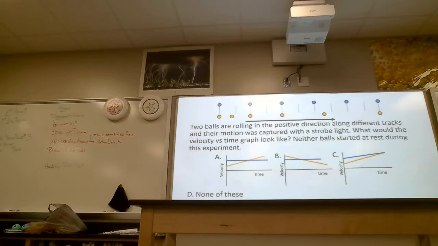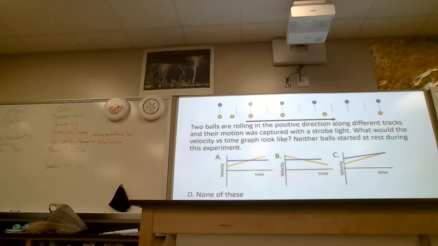Find someone you disagree with and convince them that you're right and they're wrong. Wait, what do you think it is? Yeah, I agree. That was my first thought. It's not a position graph. It's a velocity graph. Never mind. Just go in one direction.